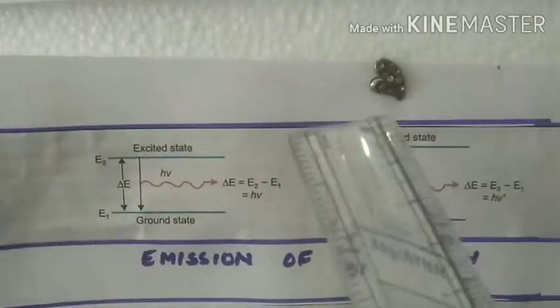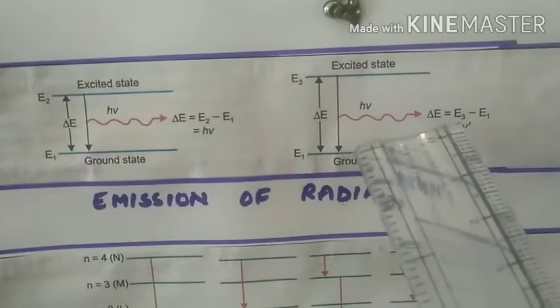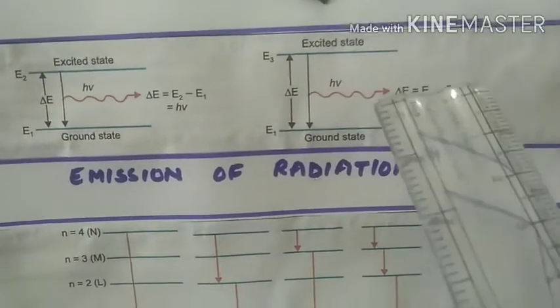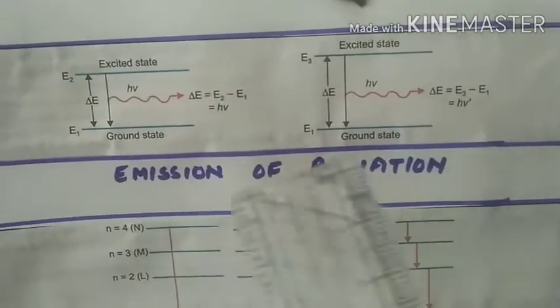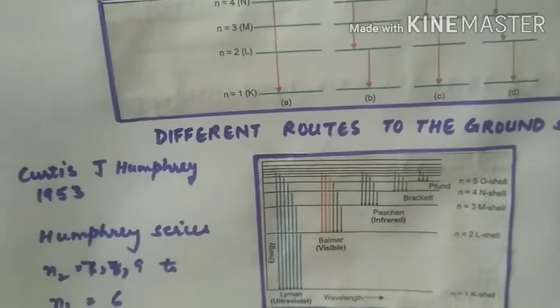Similarly, if an electron jumps from the third energy level to the first, the energy difference will be E3, the energy in the third, minus E1, the energy in the first, and that will be equal to h nu dash. So in this way you get different lines in the hydrogen spectrum.